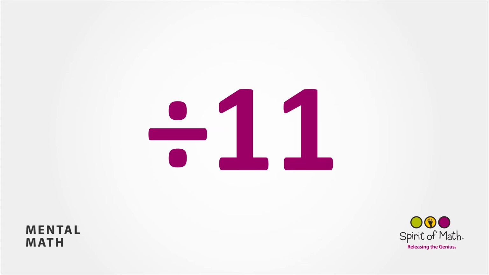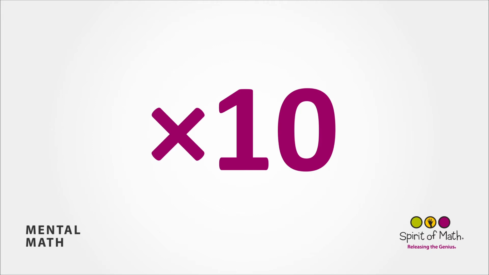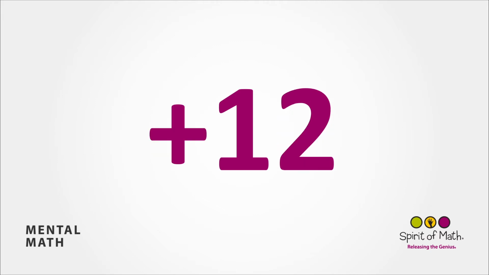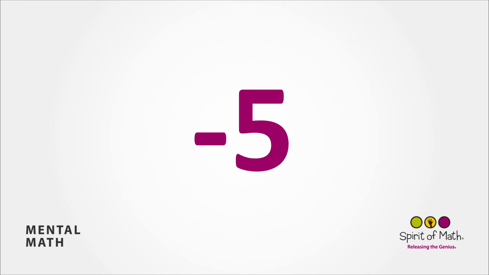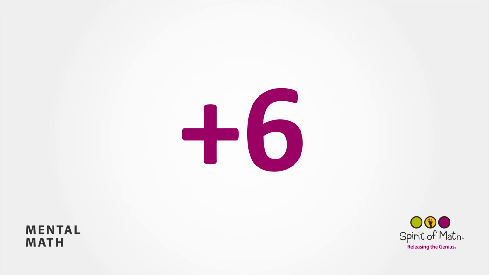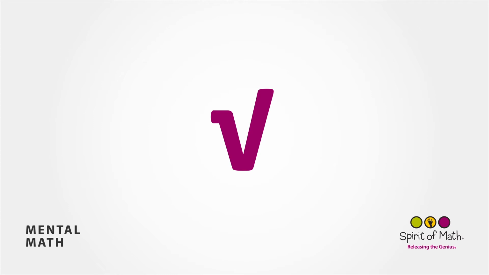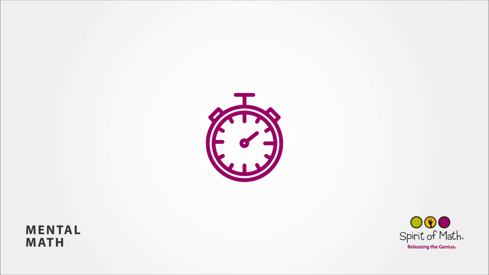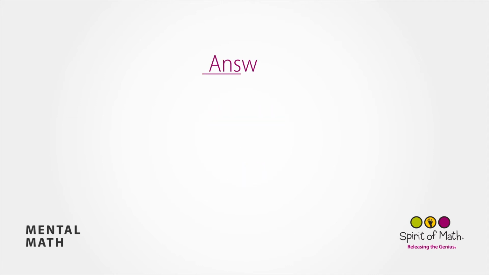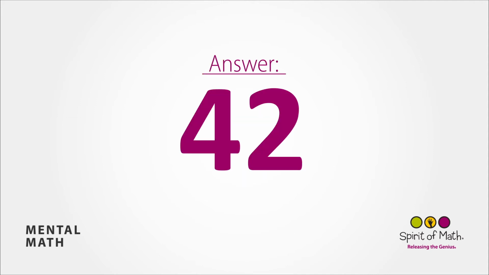Subtract 1 and divide it by 11. Multiply it by 10 and add 12 and add 13. Subtract 5, divide it by 4 and add 6. Square root that number and multiply it by 7. And the answer is 42.